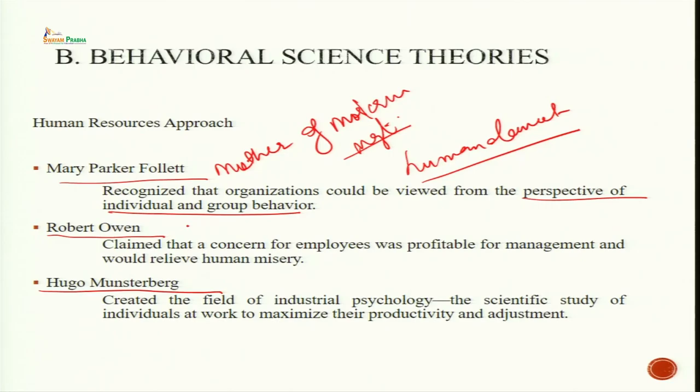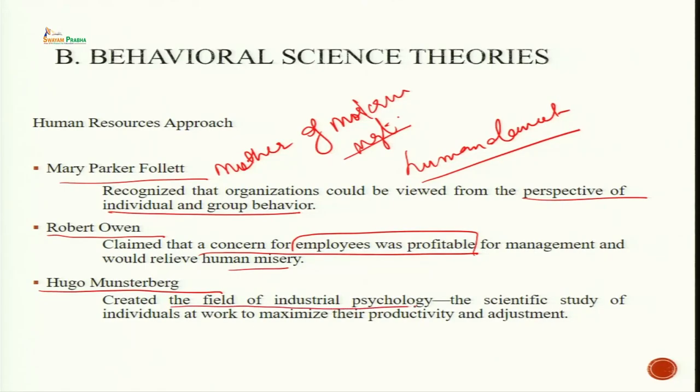Here, Robert Owen claimed that a concern for employees was profitable for management and would relieve human misery. So the more the organizational members are concerned and empathetic towards the employees, the higher the benefit. In turn, it will create commitment on the part of the employee. This is what Robert Owen advocated.